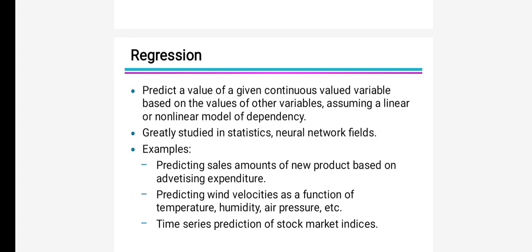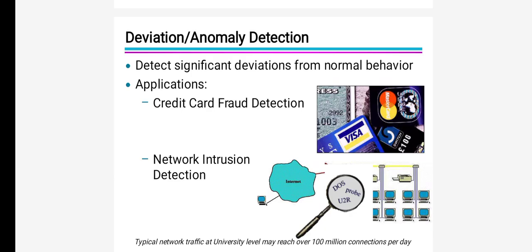In regression, we predict the value of a given continuous valued variable based on the values of other variables. It is greatly studied in statistics. An example is predicting the sales amount of new products. Deviation or anomaly detection detects significant deviation from normal behavior. Applications are credit card fraud detection and network intrusion detection.